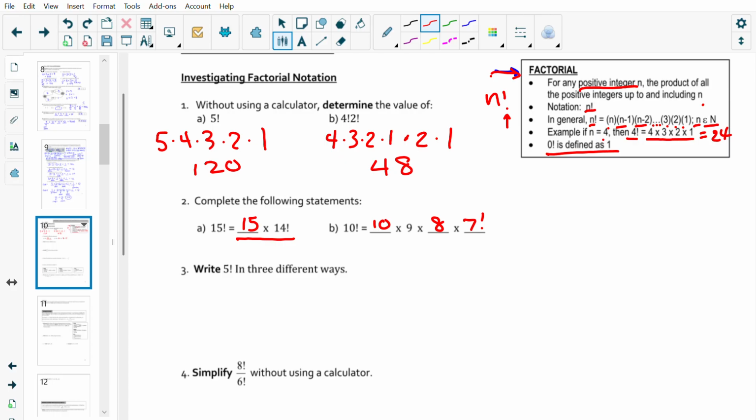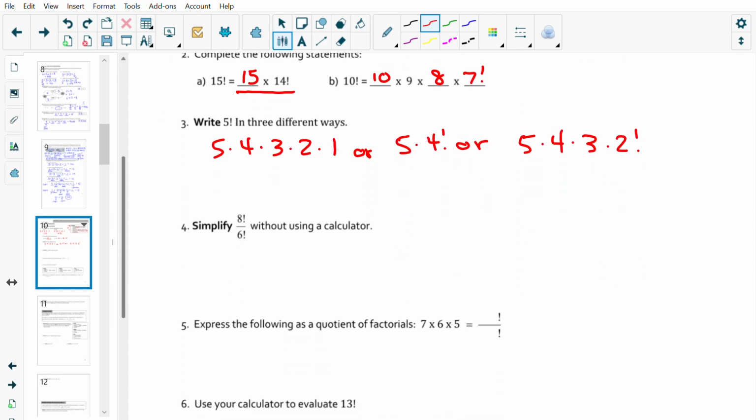Write 5 factorial in 3 different ways. There's one way. There's another way, 5 times 4 factorial. One more way, 5 times 4 times 3 times 2 factorial.